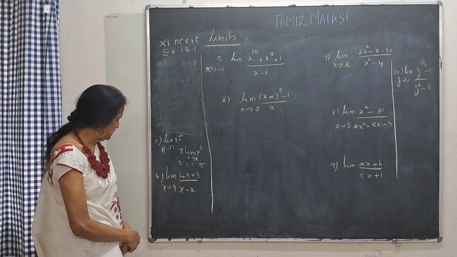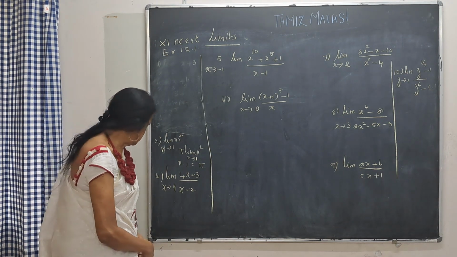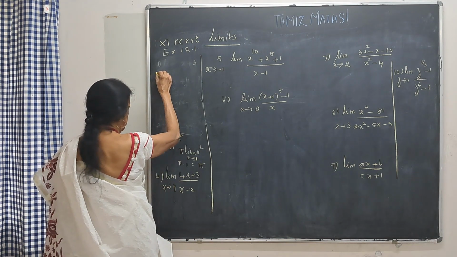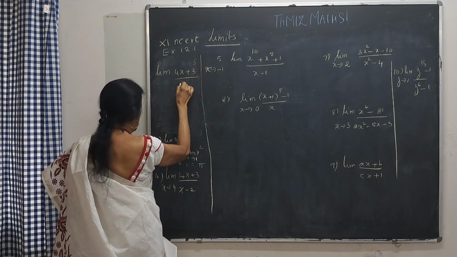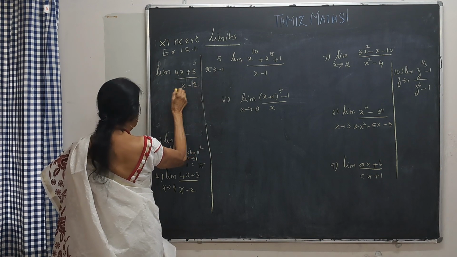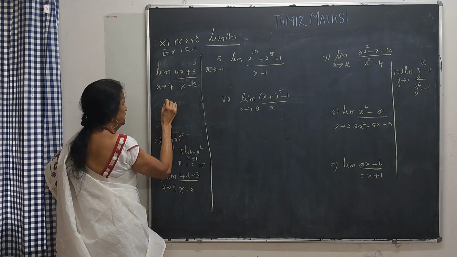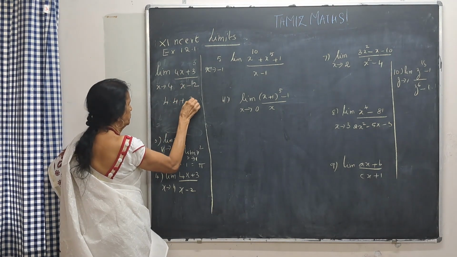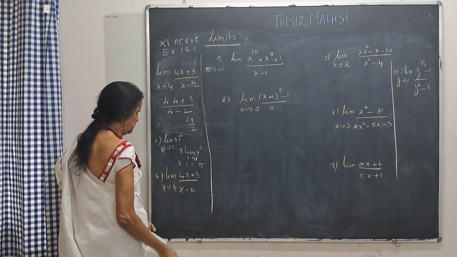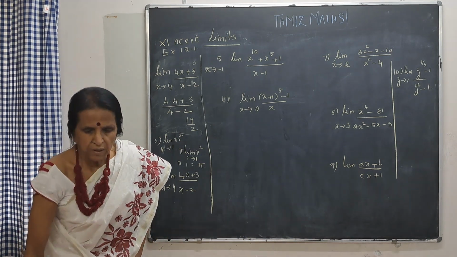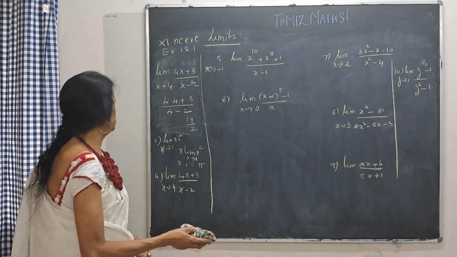Problem number 4. Limit 4x plus 3 by x minus 2, x is tending to 4. I will substitute here: 4 into 4 plus 3, by 4 minus 2. 16 plus 3, 19 by 2. So the answer to problem number 4, dear children, will be 19 by 2.